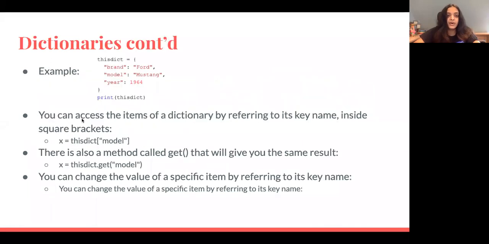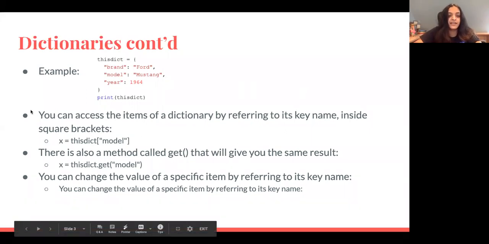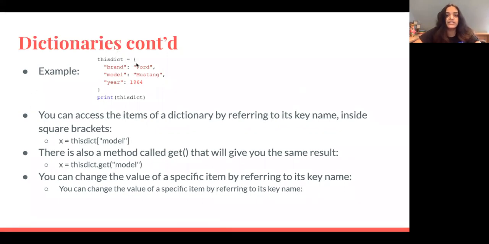Okay, so let's talk about how we declare dictionaries and how we use them in Python. So this is one example. We have this dict equals, so we use these curly brackets when we want to declare a dictionary. And then this is how we do that key value pair. Brand in this case is a key and Ford is a value. So the brand of car is Ford, the model of the car is Mustang, the year of the car is 1964. So that's how we declare dictionaries in Python.